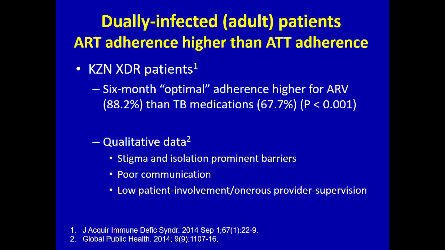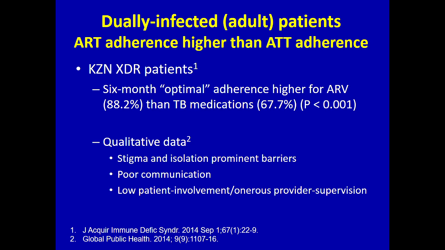We also know from other work done in South Africa that when patients are dually infected with both HIV and XDR-TB, their adherence to their HIV treatment is actually better than their adherence to their TB treatment, which seems really counterintuitive when you consider that these patients should all be in DOT programs. But we know that DOT means different things in different places. And what this study showed was that after 6 months of treatment, almost 90% of patients had what was considered optimal adherence to their antiretroviral therapy. However, fewer than 70% had what was considered optimal adherence to their TB therapy. And this is the same patients, the exact same patients' adherence to 2 different regimens.